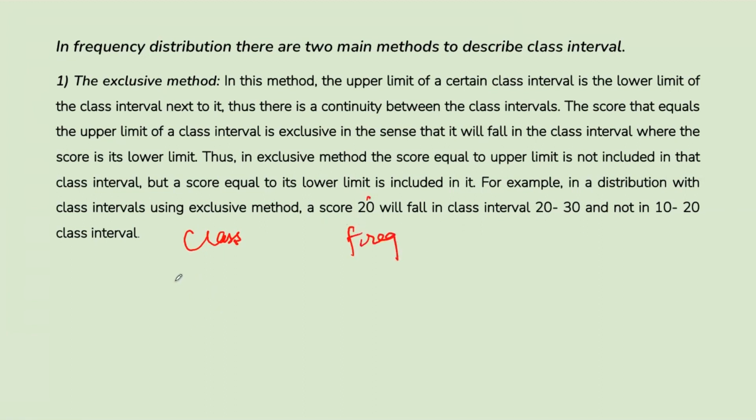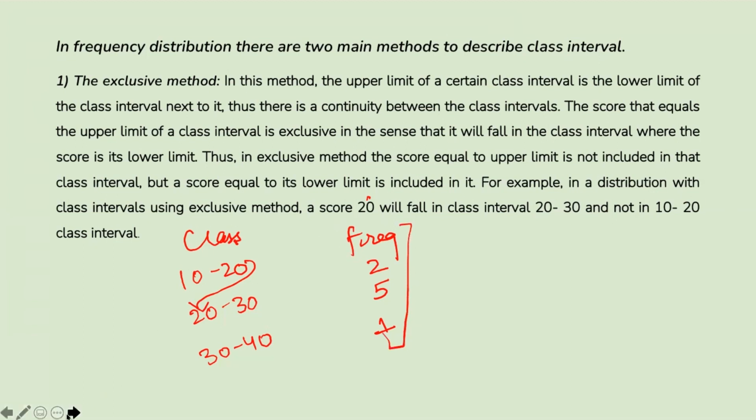Okay, so you have the class 10 to 20 and the corresponding frequency is 2. Similarly, you have a class 20 to 30 and the corresponding frequency is 5. Similarly, you have a class 30 to 40 and the corresponding frequency is 1. So what is happening here? If you can see, the upper limit of one class is the same as the lower limit of the other class. So such types of intervals are called exclusive class intervals, or the exclusive method.